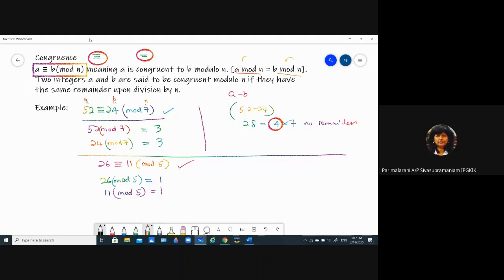Now let's look at the difference. 26 minus 11 is 15. Is 15 a multiple of 5? 15 is 3 times 5. So 15 is a multiple of 5. Therefore, this statement is correct. Therefore, we can say that 26 is congruent to 11 mod 5. Okay? Can you understand that? Yes.